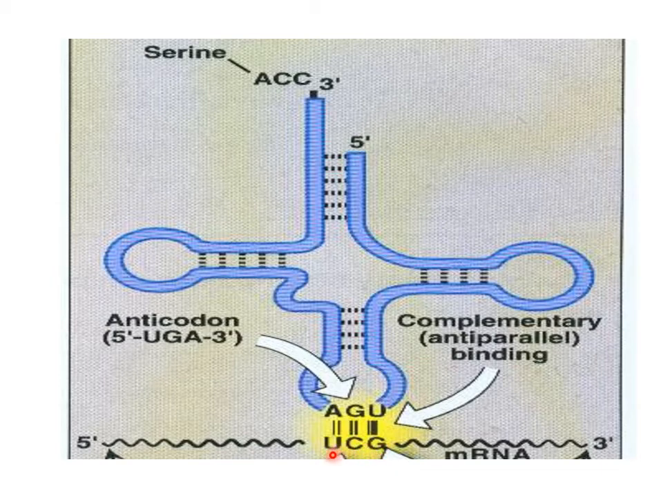So what it means here is that the first nucleotide of the codon will base pair with the third nucleotide of the anticodon in the tRNA molecule, and the third nucleotide of the codon will base pair with the first nucleotide of the anticodon arm. So please understand this: first and third, second and second, and third and first.